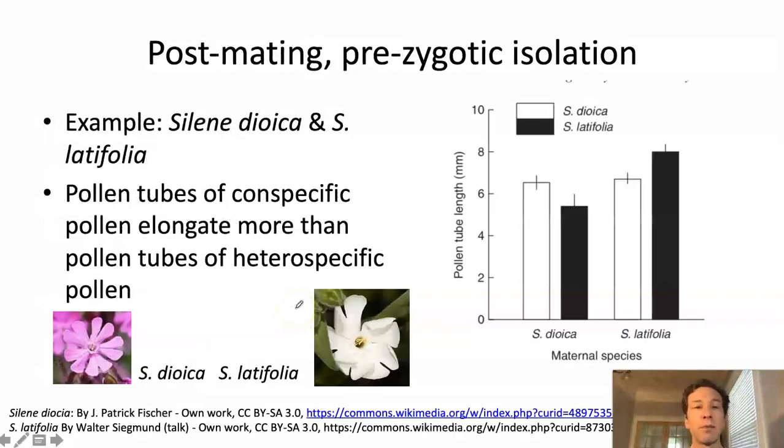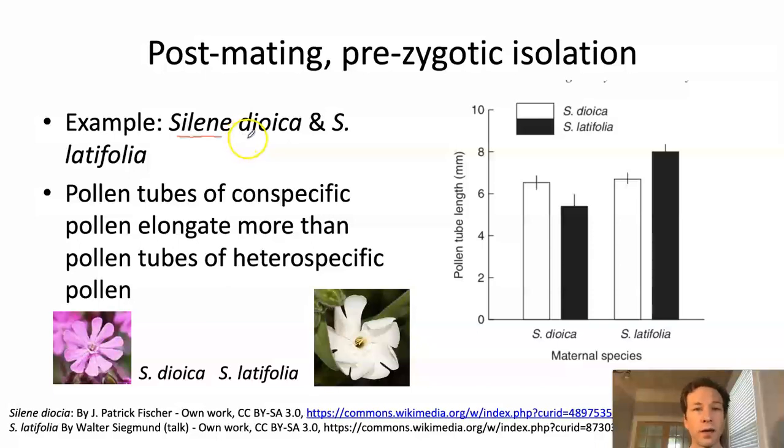I will show you an example from my own research that I did as a postdoc with Linda Delph at Indiana University. And in this research, we looked at post-mating pre-zygotic isolation in Selene. Selene's in Caryophyllaceae, and you should be able to recognize these flowers as such, shown here. These two species, Selene dioica and latifolia, are interfertile.